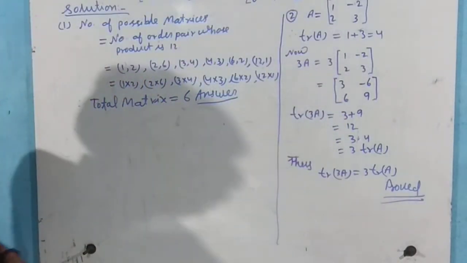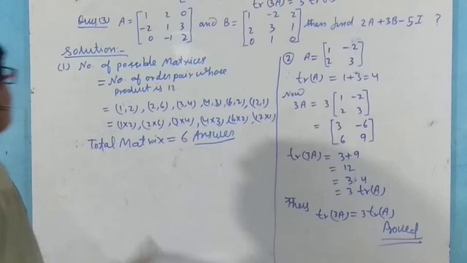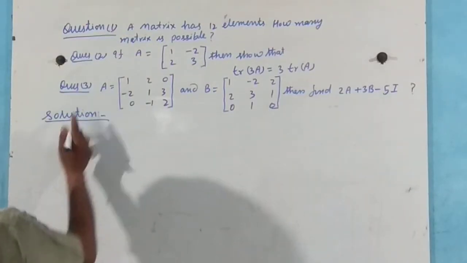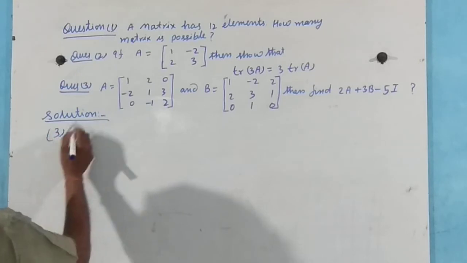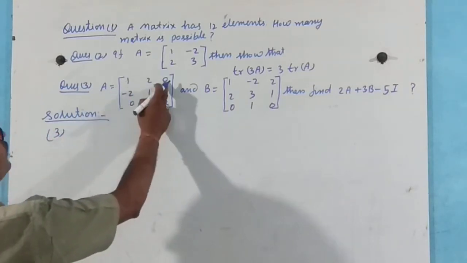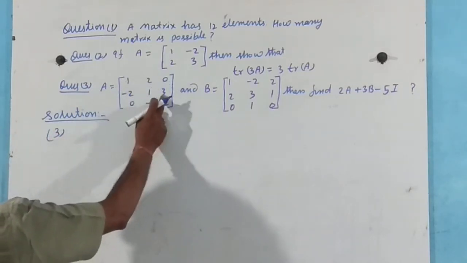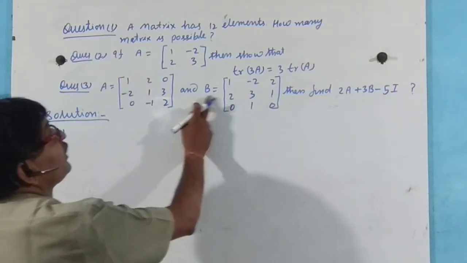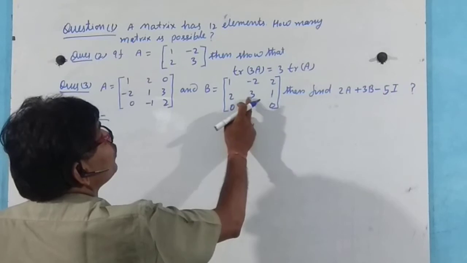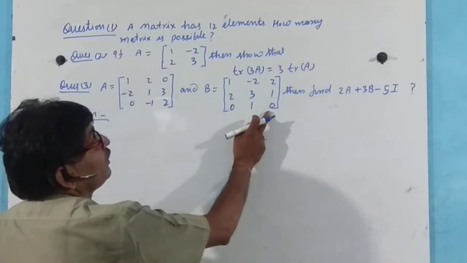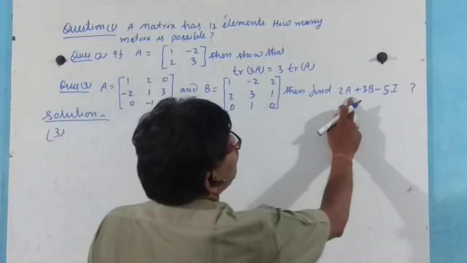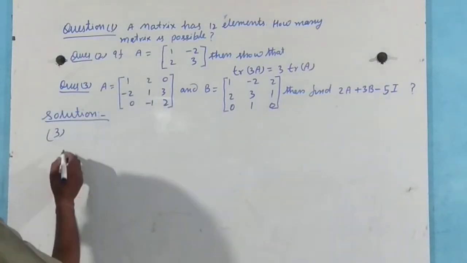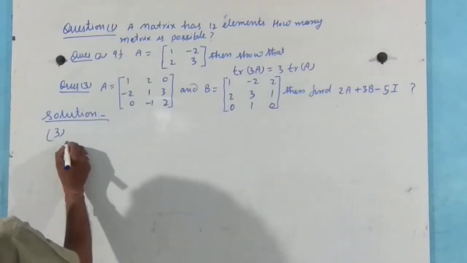Now, third question. A equal to 1 2 0, minus 2 1 3, 0 minus 1 2, and matrix B equal to 1 minus 2 2, 2 3 1, 0 1 0. Then find the value of 2A plus 3B minus 5I.